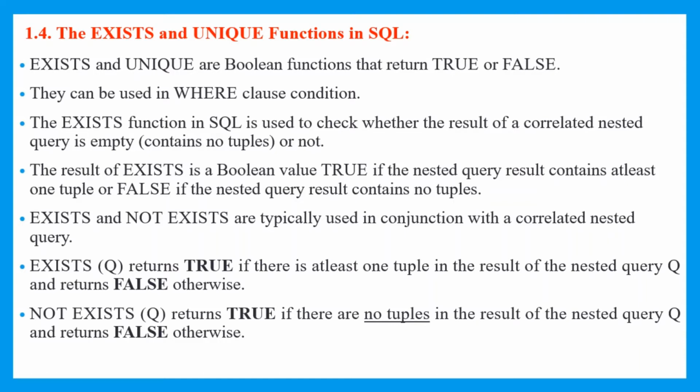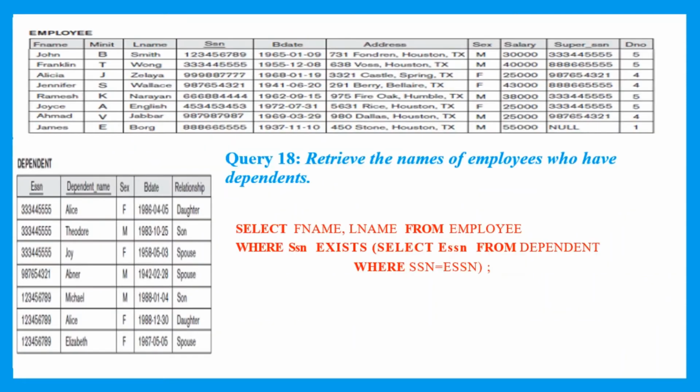How does the EXISTS query work? The EXISTS query is going to return true if and only if the subquery has at least one result that matches with the outermost query. Otherwise, EXISTS is going to return false. Let us see an example of the EXISTS function in SQL.